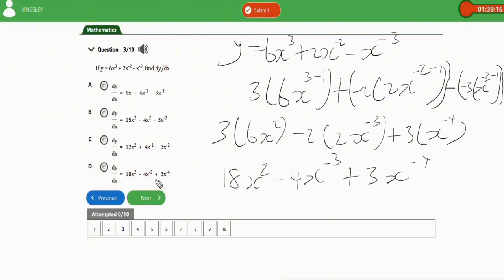Looking at this, the correct option for dy divided by dx will be option D, 18x squared minus 4x to the power negative 3 plus 3x to the power negative 4. So that's the answer to this question. Let's wipe this now and solve the next repeated question.